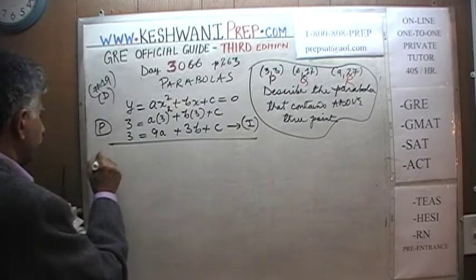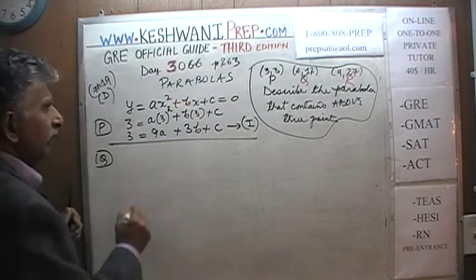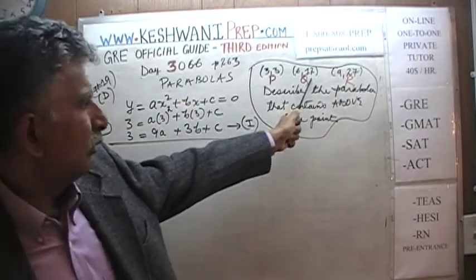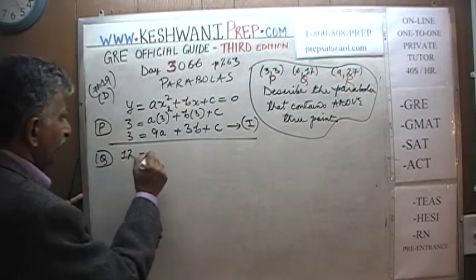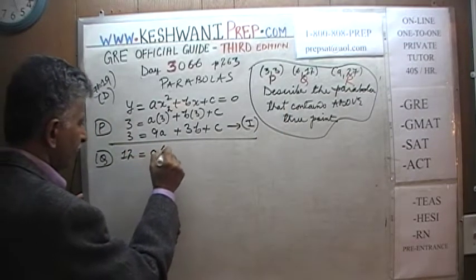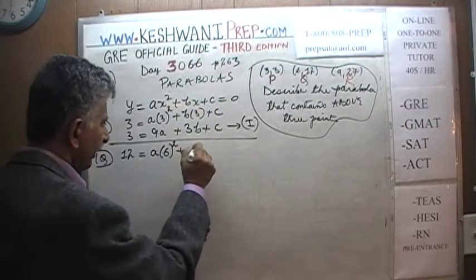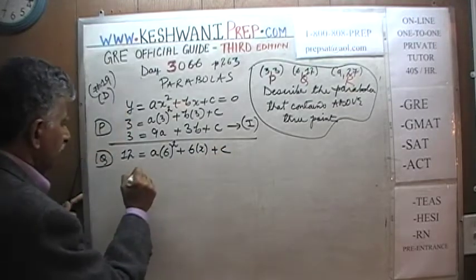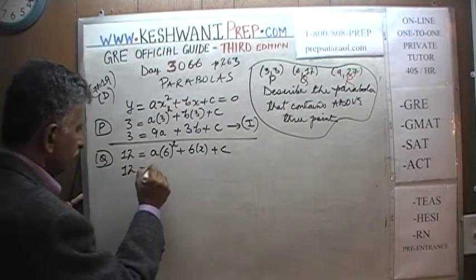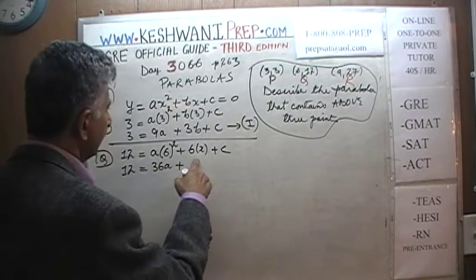Point Q, I'm not going to rewrite the equation. Point Q tells us that when y is equal to 12, x is 6. Y is equal to 12 when x is 6. So a x squared, which is 6 squared, plus bx, which is 6 times x, plus c. So 12 equals 6 squared, which is 36a, plus something is going wrong here.